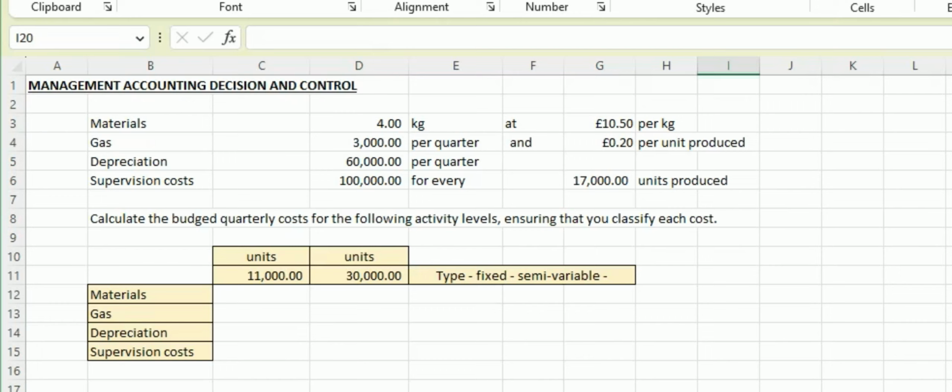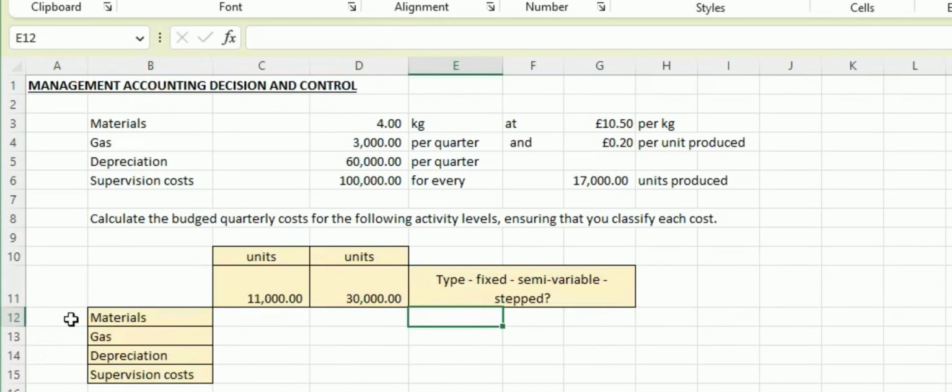So we're going to start off really easy, and in this question we're being asked to calculate the budgeted quarterly costs, so it's really important that we take note of the timing, for the following activity levels, ensuring that we classify each cost. So what we need to do is work out how much it's going to cost for 11,000 units of the above, 30,000 units of the above, and that we're making sure that we're saying whether or not they're fixed, semi-variable, stepped, etc.